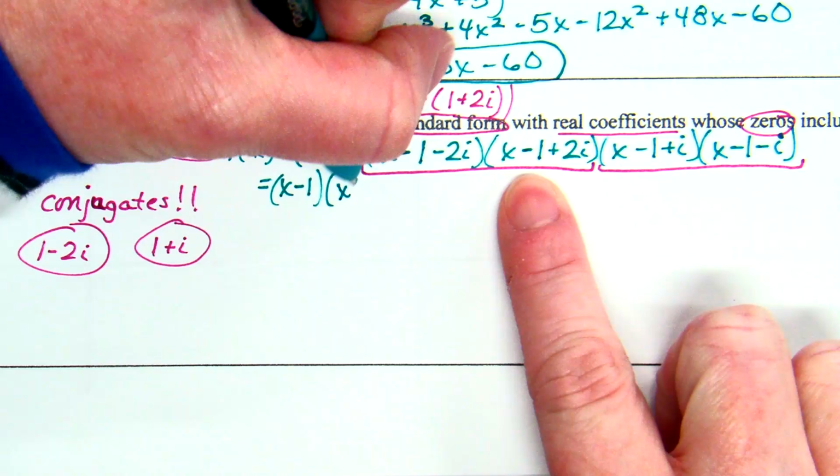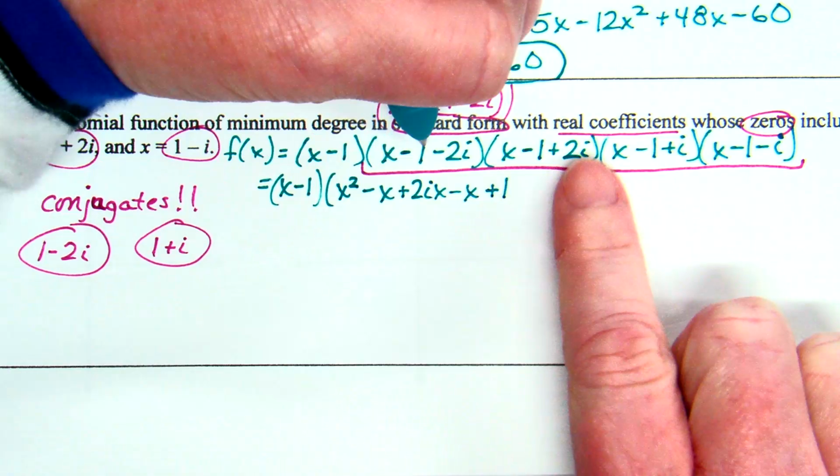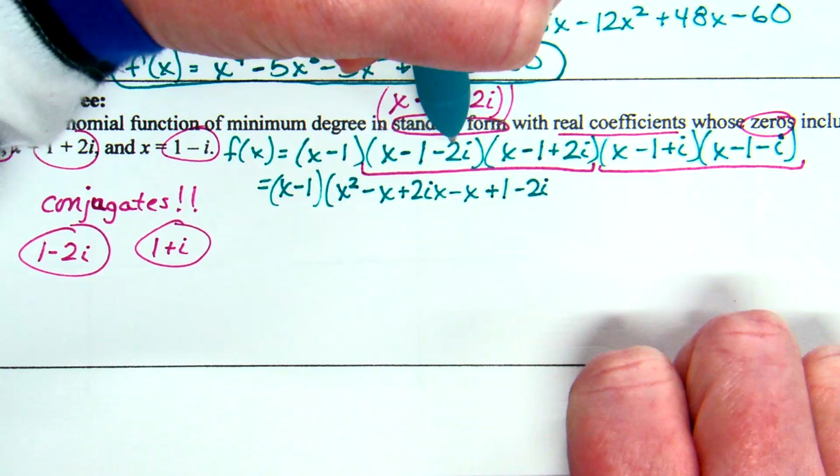And then distribute the negative 2i. Negative 2i times x, minus 2ix. Negative 2i times negative 1, plus 2i. And then negative 2i times positive 2i, minus 4i squared. Did I do that right?